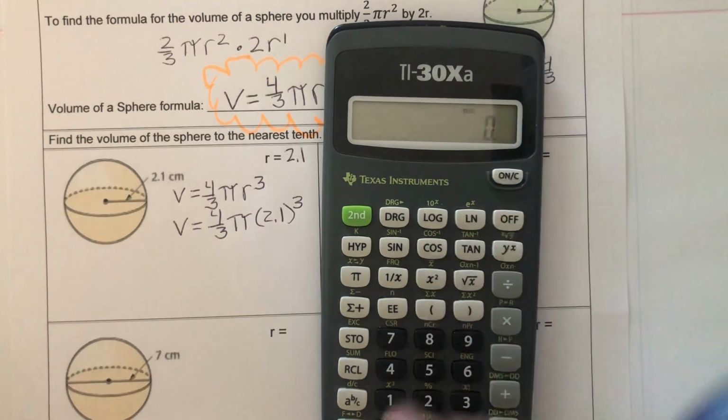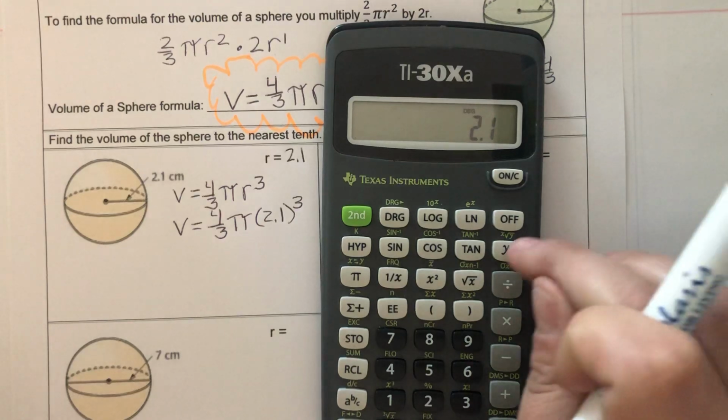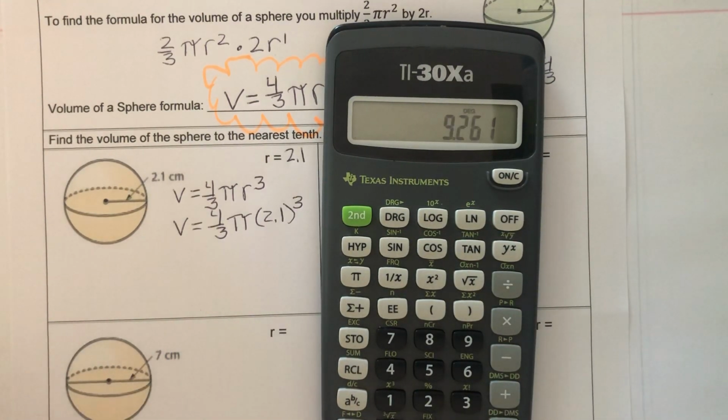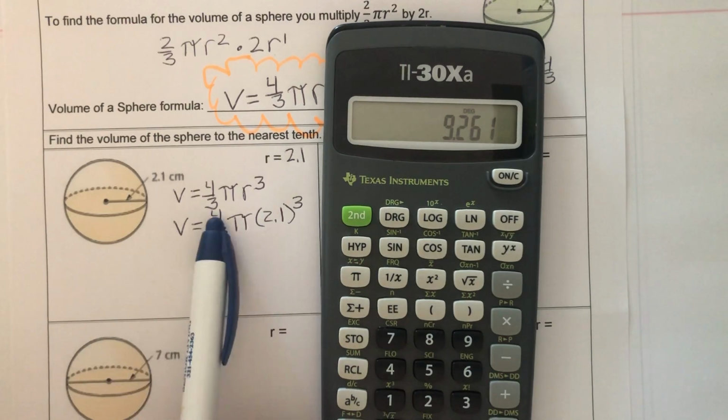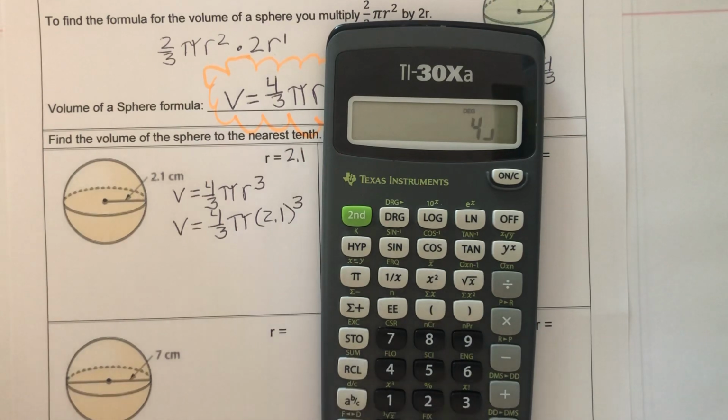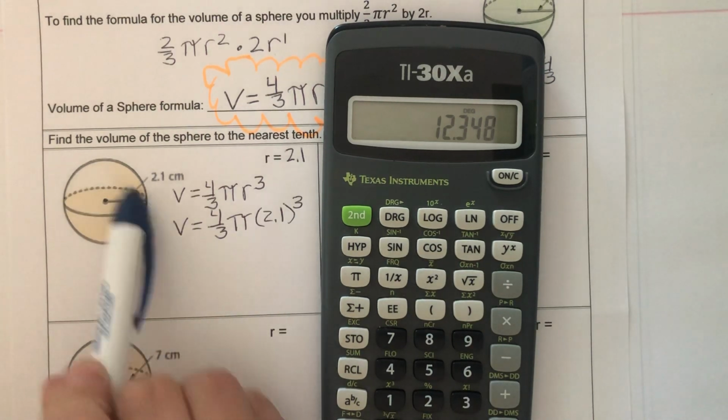I'm going to do that again for you guys. 2.1, hit this button, and then pick your exponent. The exponent is 3. Now I'm going to multiply that by 4/3, times 4, fraction button, 3. And this is our decimal. This is the approximate volume of this sphere.